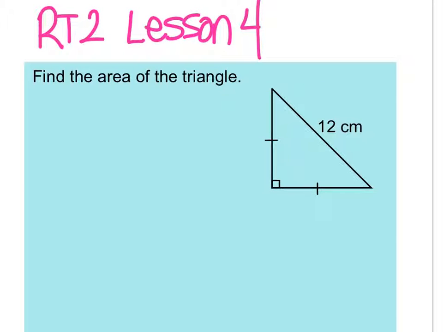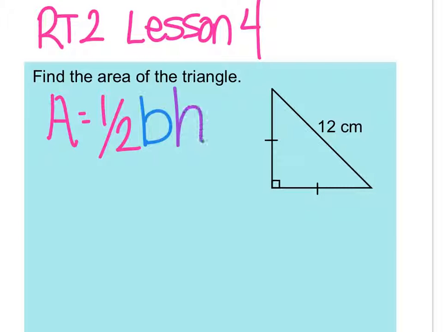Let me do the first example from RT2 Lesson 4 for you. I need to find the area of the triangle, and I know the formula is area equals 1/2 base times height, where the base and the height of the triangle are perpendicular. Now it just so happens that I have two segments, the purple and the blue, that are perpendicular, so I know if I find this length and multiply it by that length and then divide by 2, I will have that area.